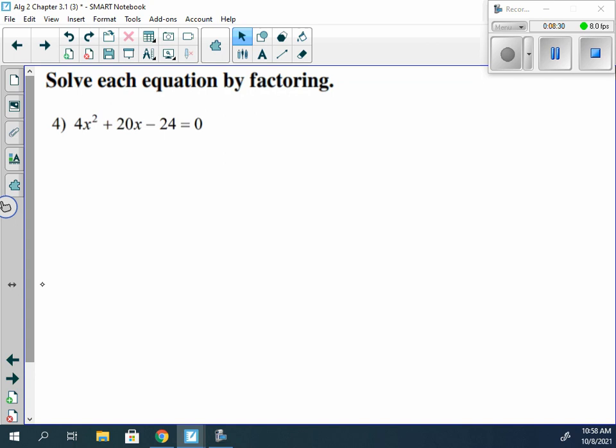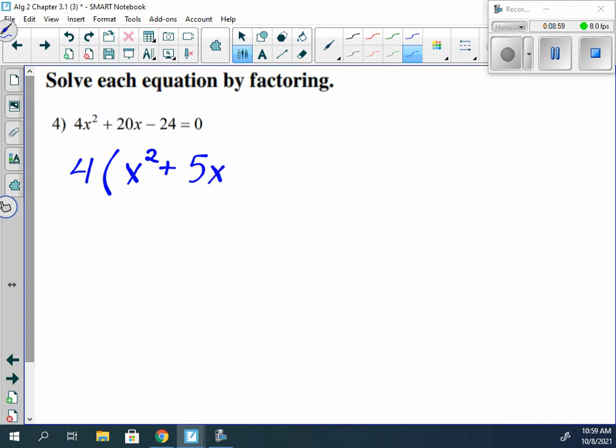Let's look at this one here. So we have 4x squared plus 20x minus 24 equals 0. So what would we do first? Greatest common factor, is there one? 4. So I can factor the 4 out. 4 factored out of 4x squared would be x squared, plus 4 factored out of 20x would be 5x. Okay, so we factored the 4 out and got 5x, and when we factor 4 out of 24, we're left with -6 is equal to 0.